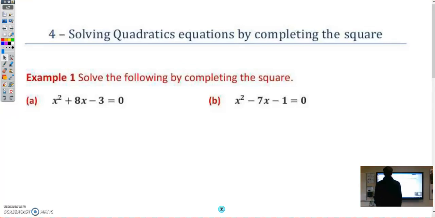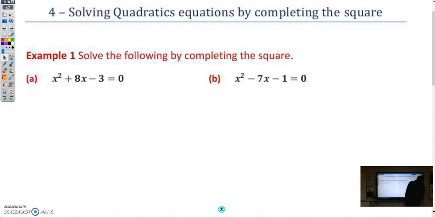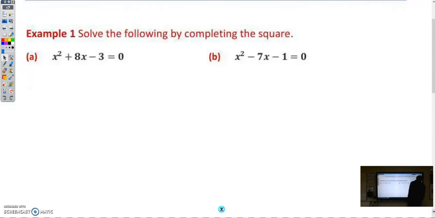All right, year 10. So today we're looking at solving quadratic equations by completing the square. What we're going to do is carry out the exact same process that we used earlier in this chapter to factorize by completing the square, and then we're going to use our null factor law to solve.